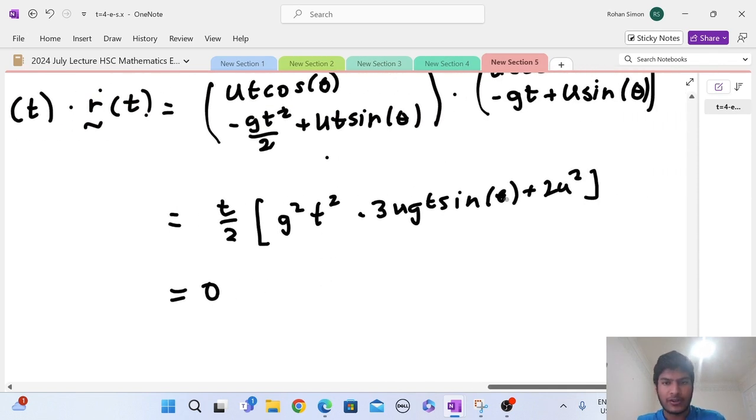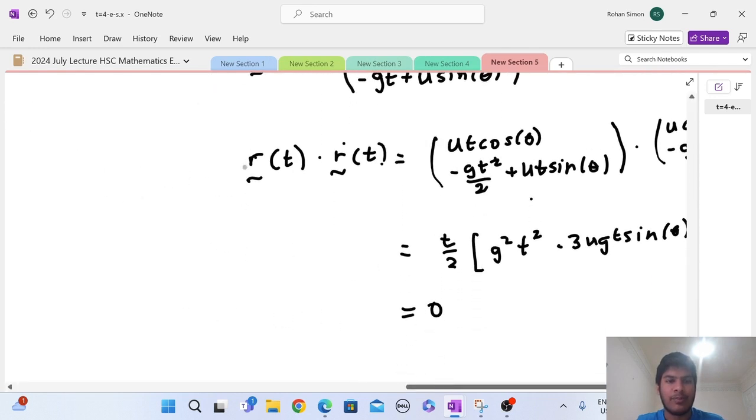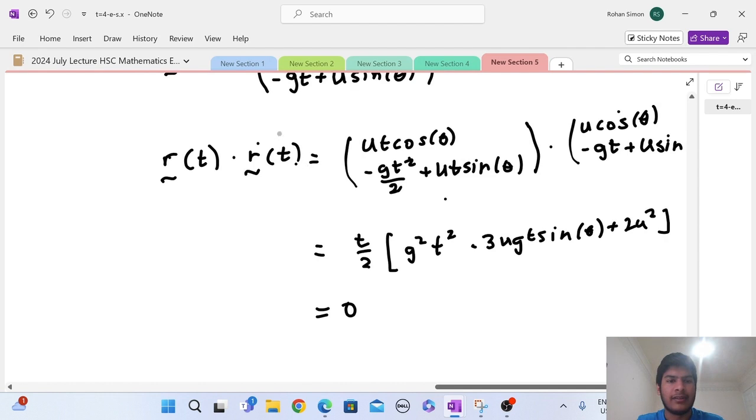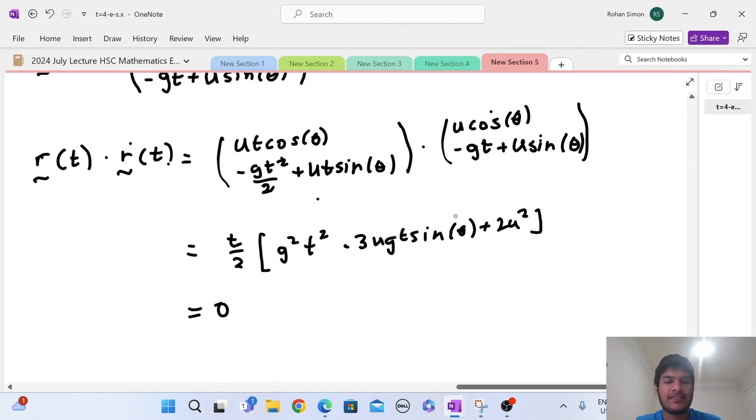And so looking at that factorization, t cannot be equal to 0, right? Because if t equals 0, then that means that we're talking about the position and the velocity at the origin. Now, of course, because it's the origin, all points are effectively perpendicular to it, but that's sort of the trivial case. We're interested in this term here.